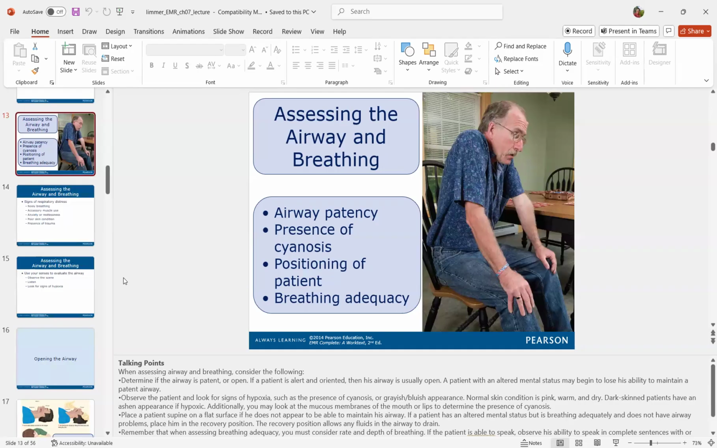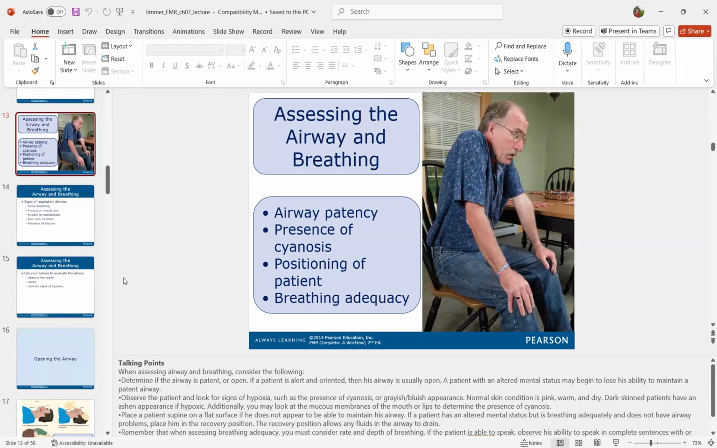and we need to get oxygen on them. We're going to place the patient supine, so flat on their back on a flat surface, if they don't appear to be able to maintain their airway. If the patient has an altered mental status but they're breathing, a lot of times we can put them in that recovery position on their side, left or right. Most of the time it doesn't matter unless we're talking about pregnancy, which would be left. Recovery position is going to allow any fluid to drain from their airway, so if they vomit or anything like that.